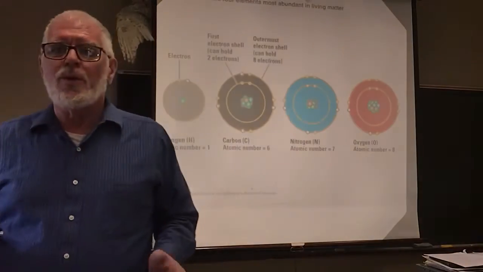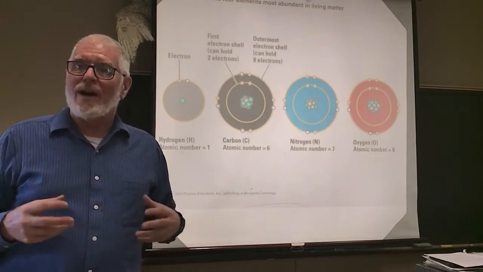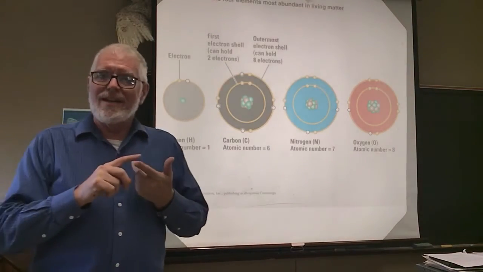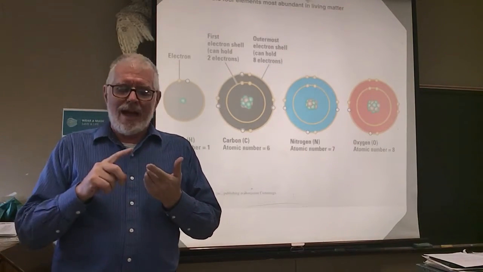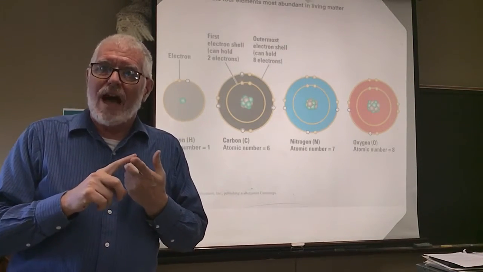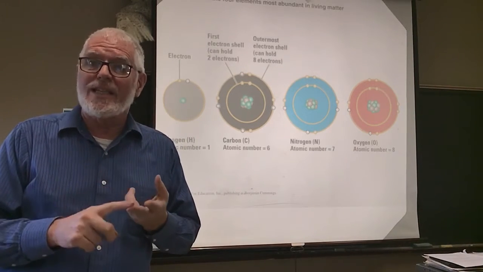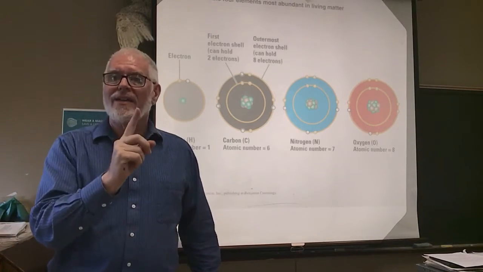This brings us to HONC. This is the best way to remember, HONC, H-O-N-C. Hydrogen, oxygen, nitrogen, carbon. Hydrogen, column 1, 1 electron in there, it needs 1 to get to 2. It forms single bonds, 1 bond.